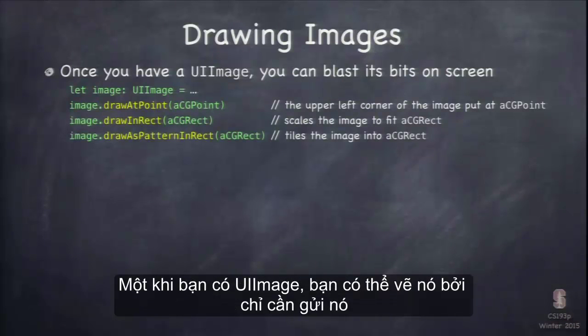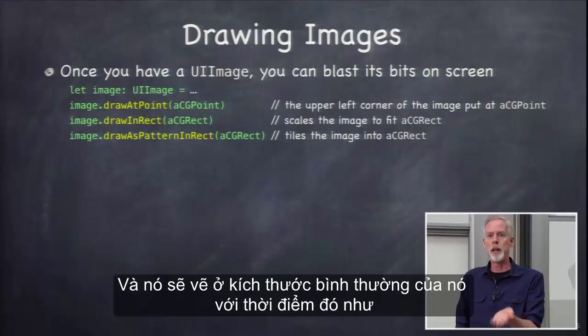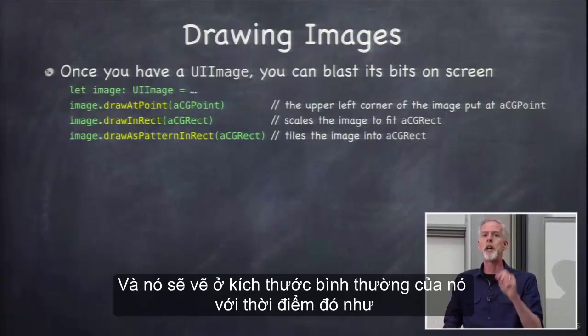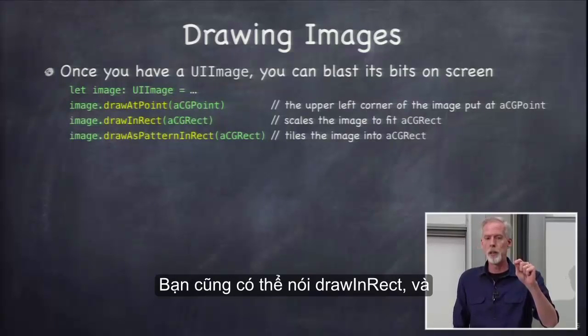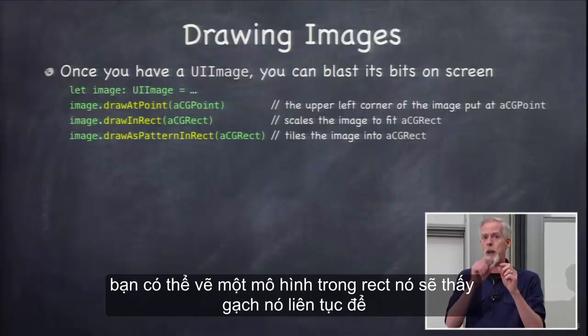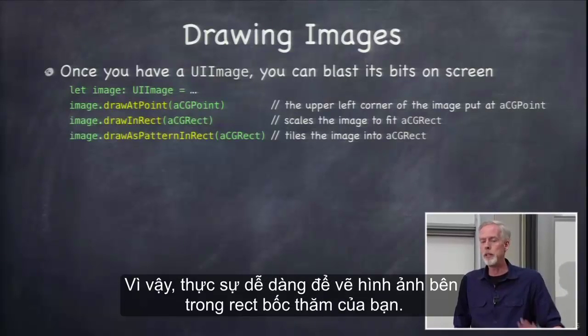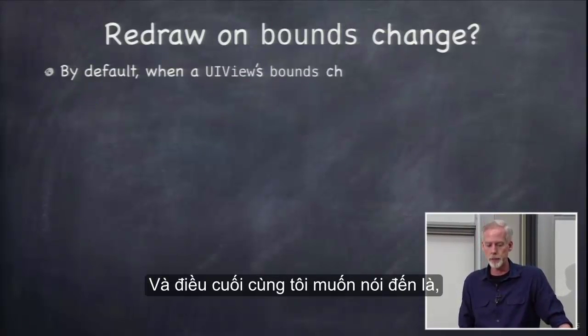Once you have a UI image, you can draw it by just sending it the message, draw at point. And it will draw in its normal size with that point as its upper left. You can also say draw in rect, and it'll scale to fit that rect, either bigger or smaller. Or even draw as pattern in rect, it'll tile it repeatedly to fill the rect. Okay? So really easy to draw images inside your DrawRect.